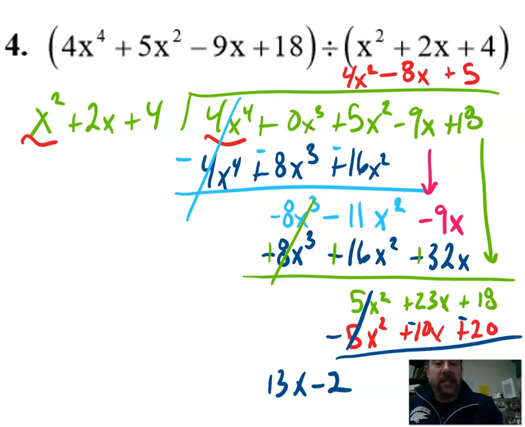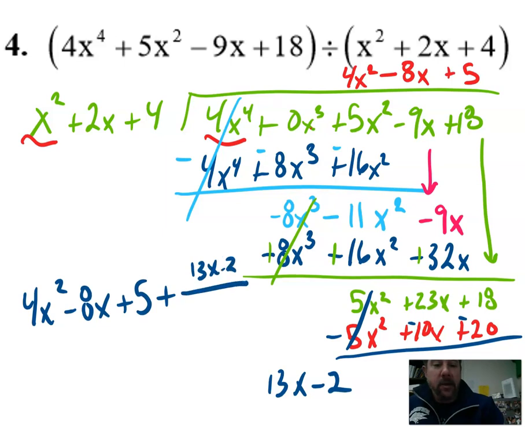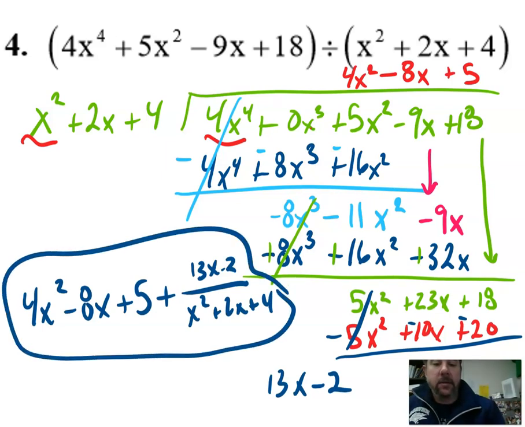So now I'm going to write our answer. The quotient is 4x squared minus 8x plus 5, always plus your remainder, plus 13x minus 2, all over what you divided by, x squared plus 2x plus 4. And that would be our answer. Okay? Easy peasy lemon squeezy.